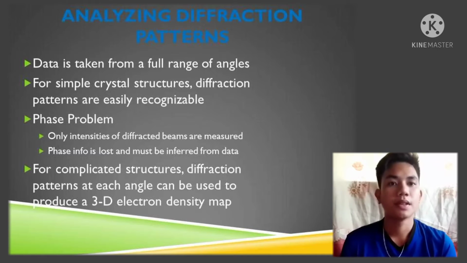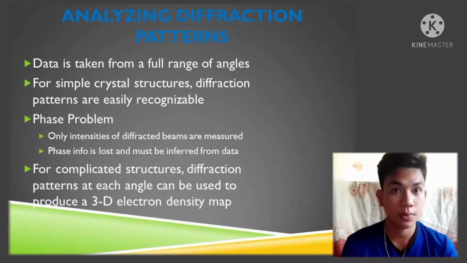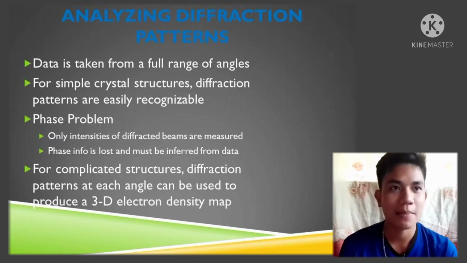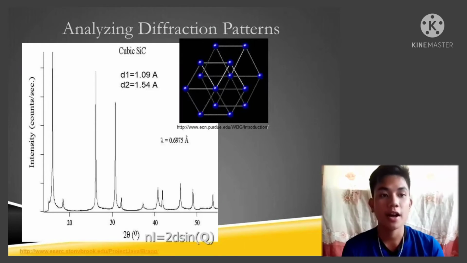For the phase problem, only intensities of diffracted beams are measured, so we no longer have to measure the refracted beams because they are not included in this process. Phase information is lost and must be inferred from data. For complicated structures, diffraction patterns at each angle can be used to produce a 3D electron density map. This is the illustration of the 3D electron density map.